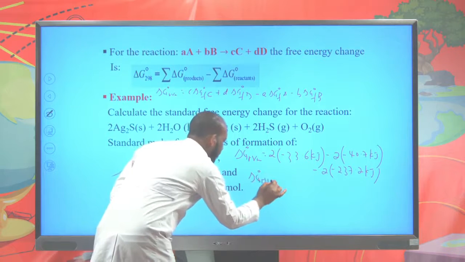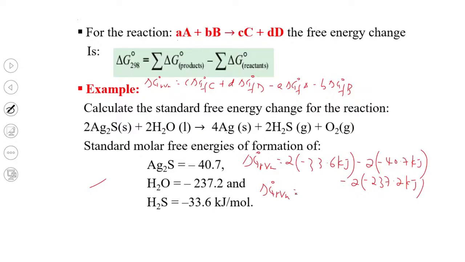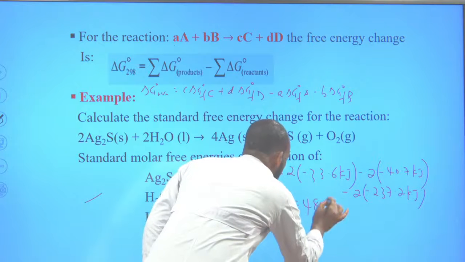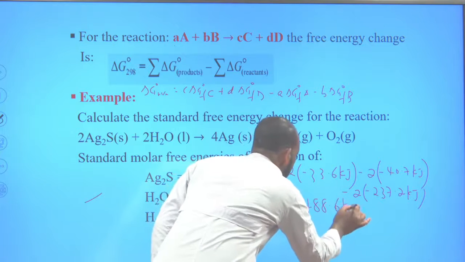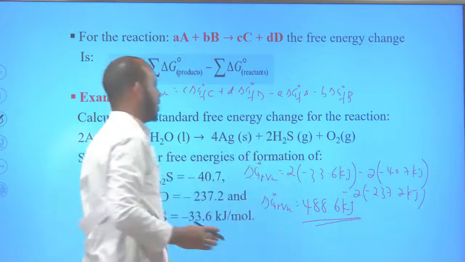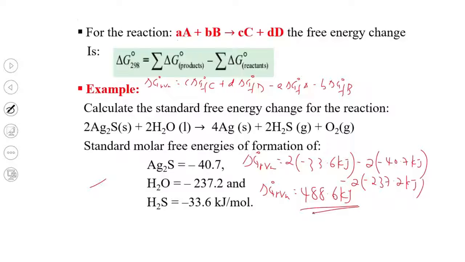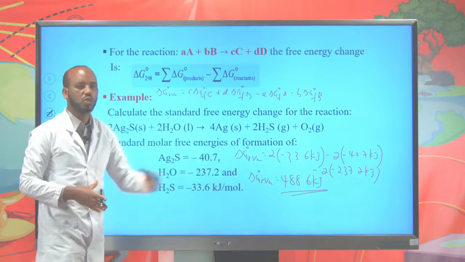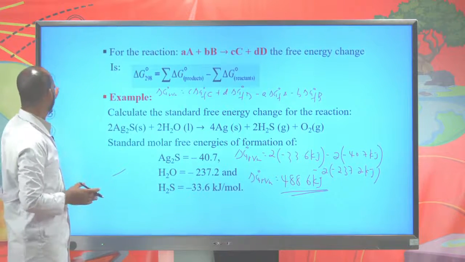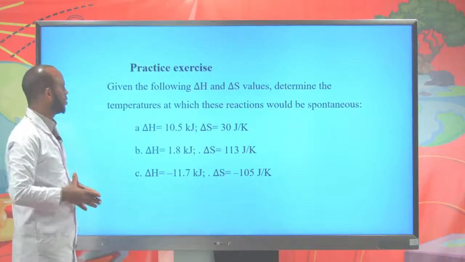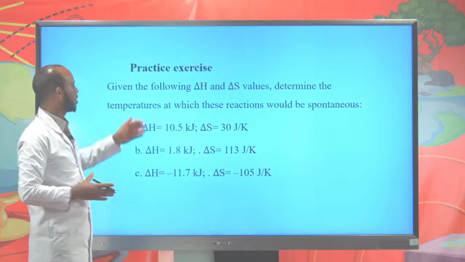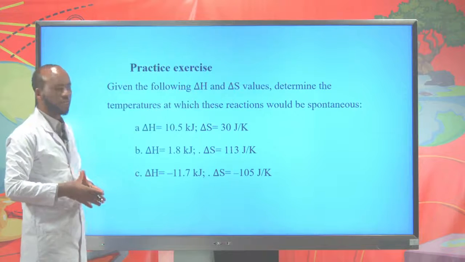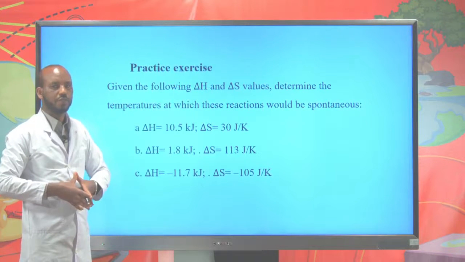The standard Gibbs free energy change for this reaction is plus 488.6 kilojoule. You see? Delta G naught is greater than 0. This shows that this reaction is non-spontaneous. The reverse process is spontaneous. Students, let us practice this exercise. You have 3 minutes.